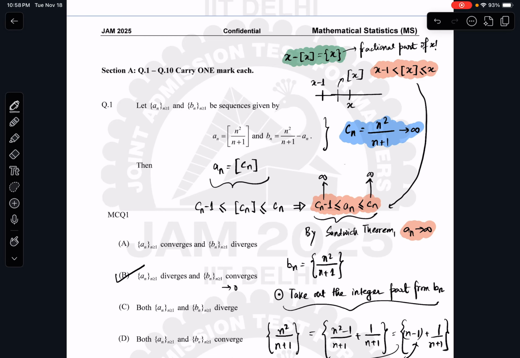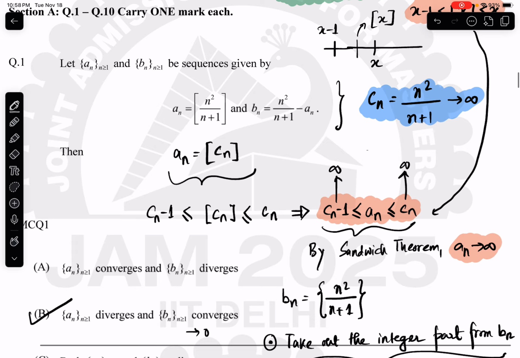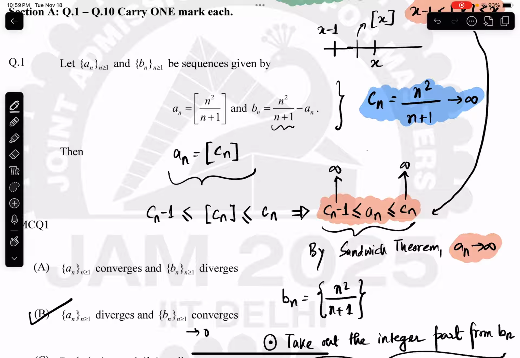Let's solve this problem, guys. So we have two sequences a_n and b_n. a_n is given as the greatest integer function of n squared by n plus 1, and b_n is given as that sequence minus this greatest integer function. Since both of them are dependent on this unique sequence, let's call it c_n equal to n squared by n plus 1.